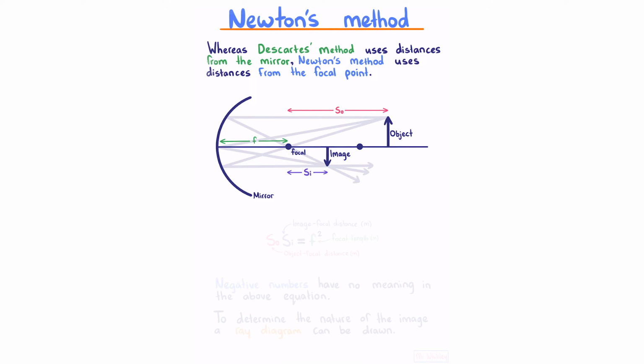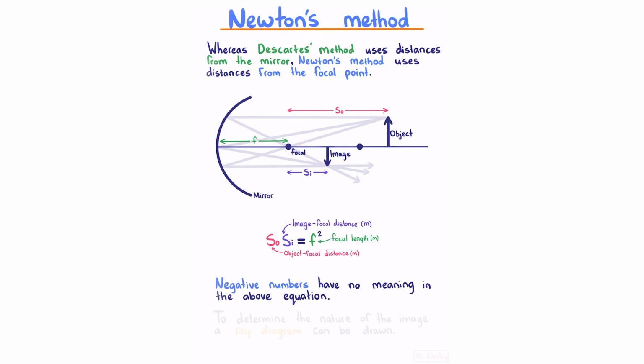We can relate these mathematically as the object focal distance multiplied by the image focal distance is equal to the focal length squared. Negative numbers have no meaning in the above equation, so to determine the nature of the image, a ray diagram can be drawn.